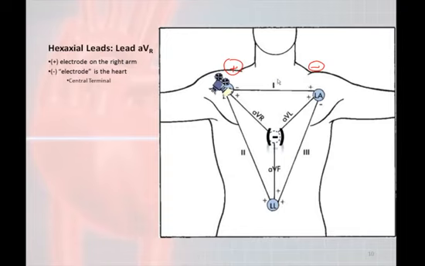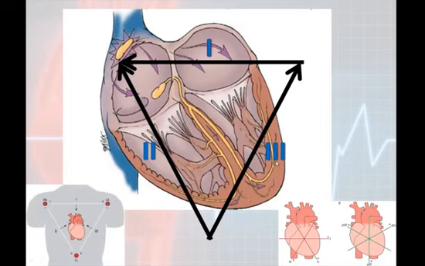If you were to look here, we have leads 1, 2, and 3. Now we've created an AVR, AVL, and an AVF. This is why this is the hexaxial plane. It gives us an up and down and left-right view of the heart. So what I'm going to try to do now is explain where all of these leads are actually looking.